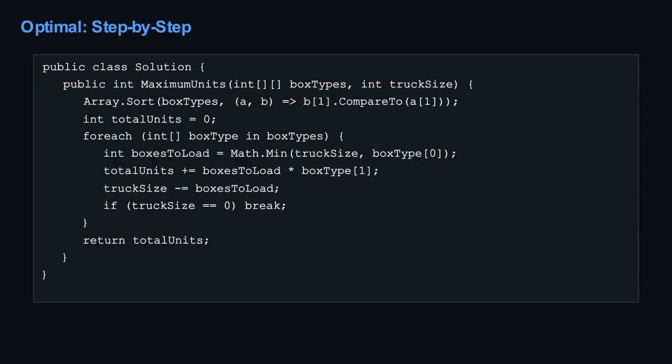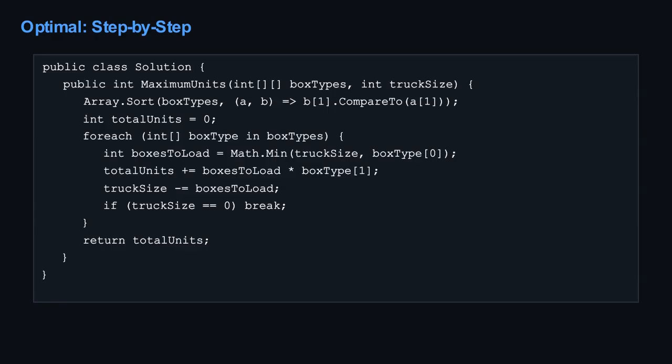Let's trace this with an example. Suppose we have box types: 1 box with 3 units, 2 boxes with 2 units, and 3 boxes with 1 unit. Truck size is 4. First, we sort by units per box in descending order. So we have 1 box with 3 units, then 2 boxes with 2 units, then 3 boxes with 1 unit. Our total units start at 0, truck size is 4.